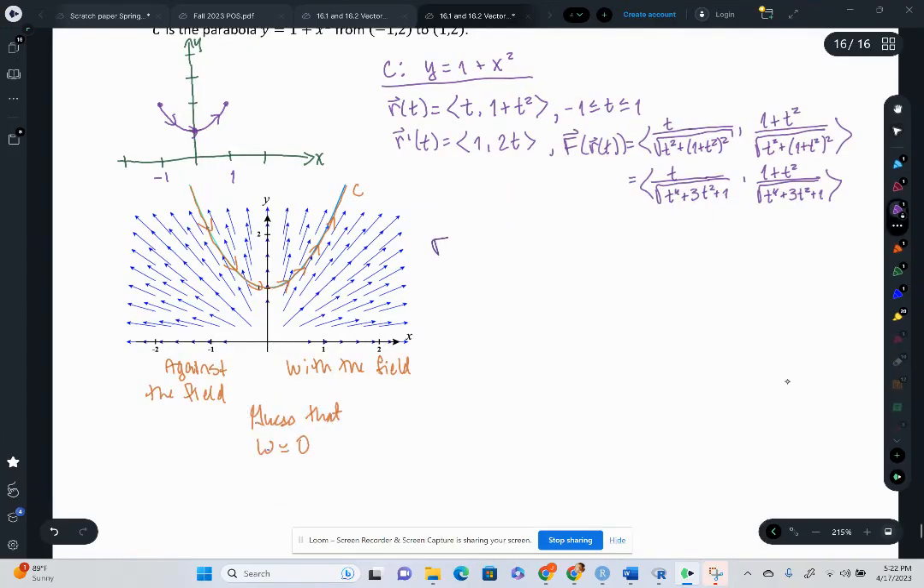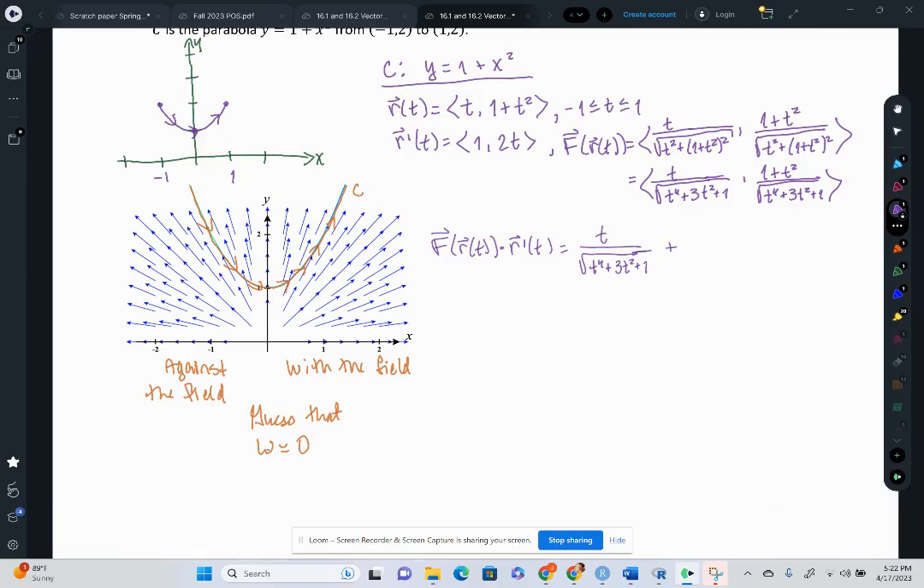Okay, so now I need f of r of t dotted with r prime of t. So I'm going to take the first component of f and the first component of r prime and multiply them. So I just get t over the square root of t to the fourth plus 3t squared plus 1. Plus, I'm going to take my r prime, second component, and multiply it with the second component of f. So I get a 2t times 1 plus t squared all over the square root of t to the fourth plus 3t squared plus 1.